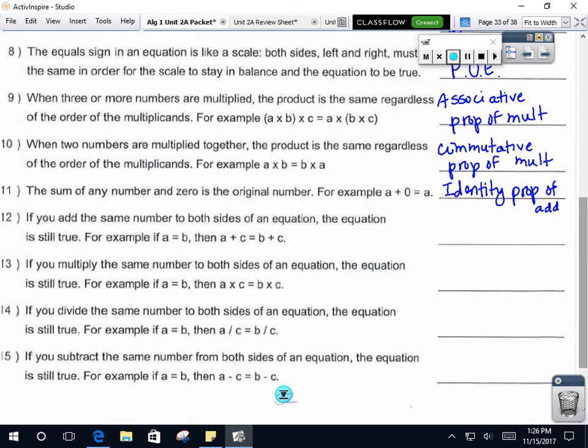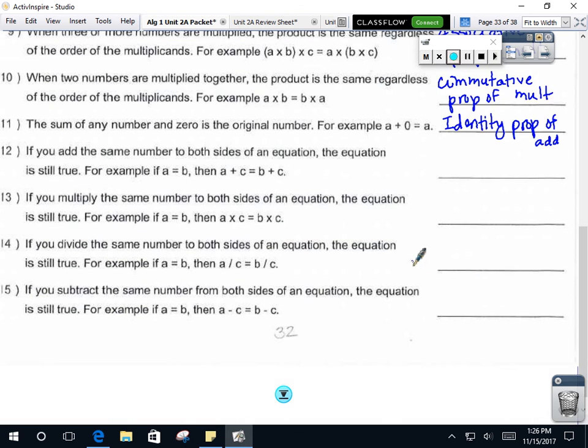Okay, number 12. If you add the same number to both sides of an equation, the equation is still true. For example, if A equals B, then A plus C equals B plus C. That's your property of equality for addition because you're adding the same thing to both sides.